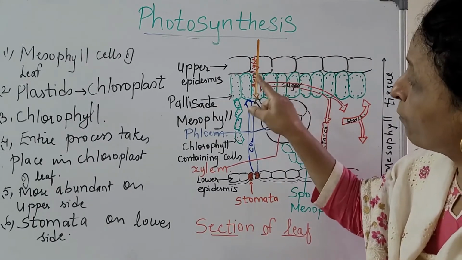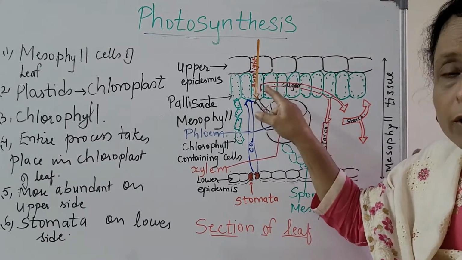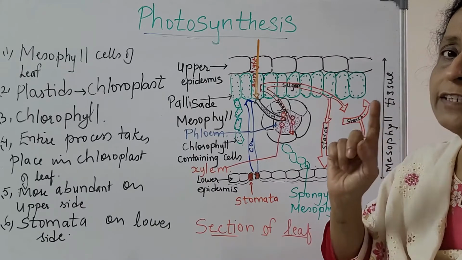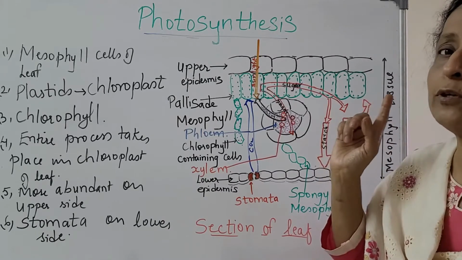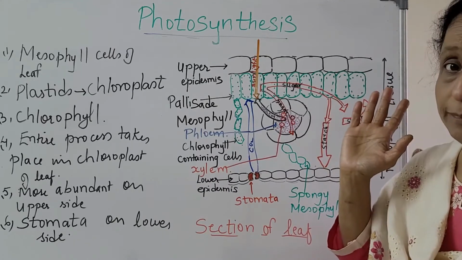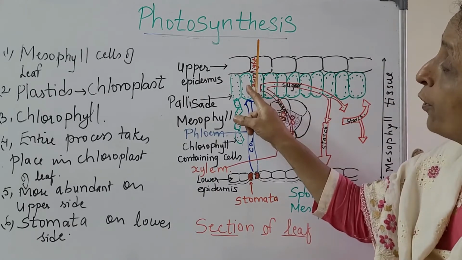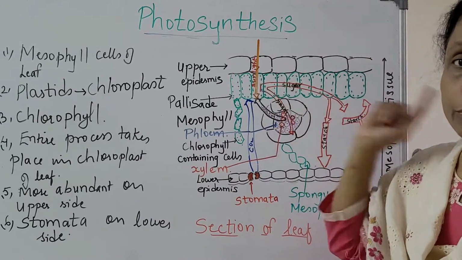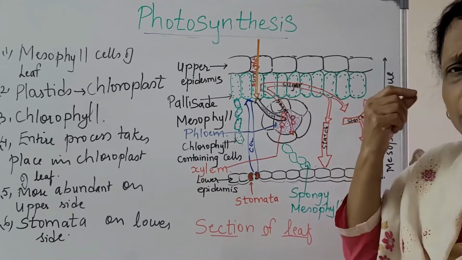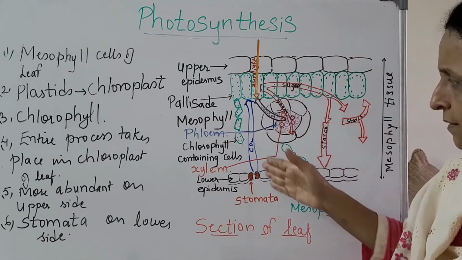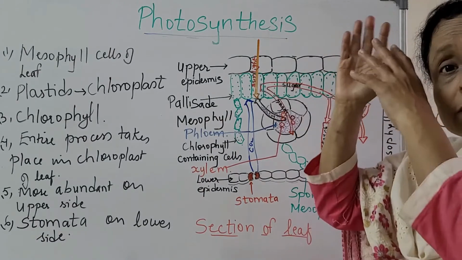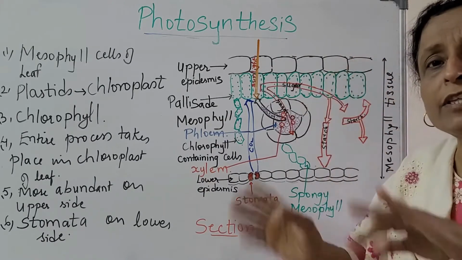So now what will happen here? Water has entered, carbon dioxide has entered. So carbon dioxide plus water gives glucose, C6H12O6. That's the formula. So it is going to produce glucose, a simple sugar, and oxygen will be released. That's the byproduct of photosynthesis. Release of oxygen is the byproduct.